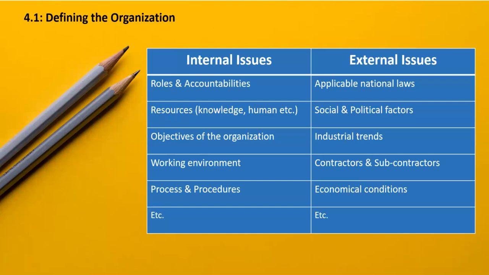As far as external issues are concerned, the applicable national or international laws basically come under the category of external issues. The social and political factors, the industrial trends of an organization, similarly, the contractors and subcontractors with which the organization works, and the economic conditions of the country in which the organization operates. Basically, these are all the external issues that can be faced by an organization.